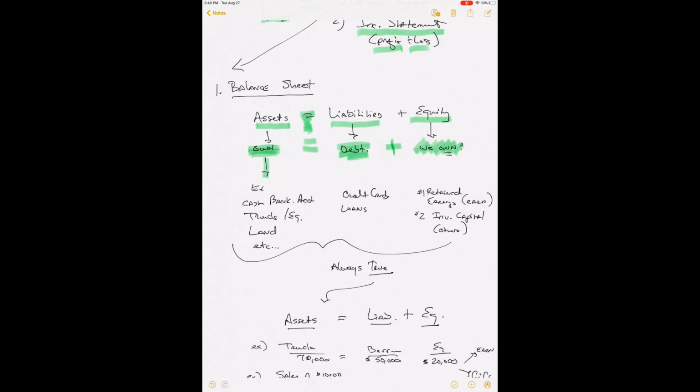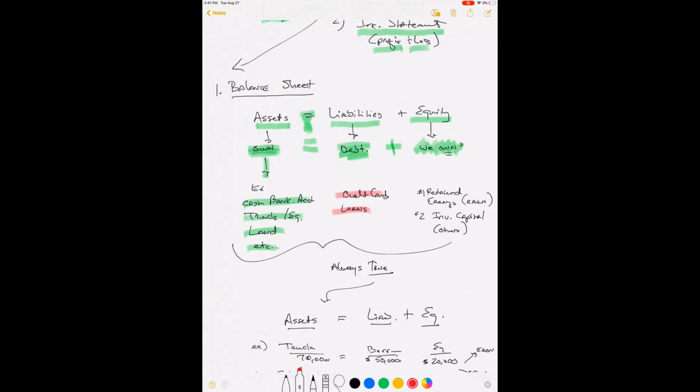All right, so let's talk about these in more detail. We can start, I think, with assets. They're the easiest to start with. Assets are, again, things we own. Like, what are some good ones? A bank account, money in the bank, savings account, checking accounts, trucks and equipment, land. These are things we own. And in every business, and even personally, you own these things.